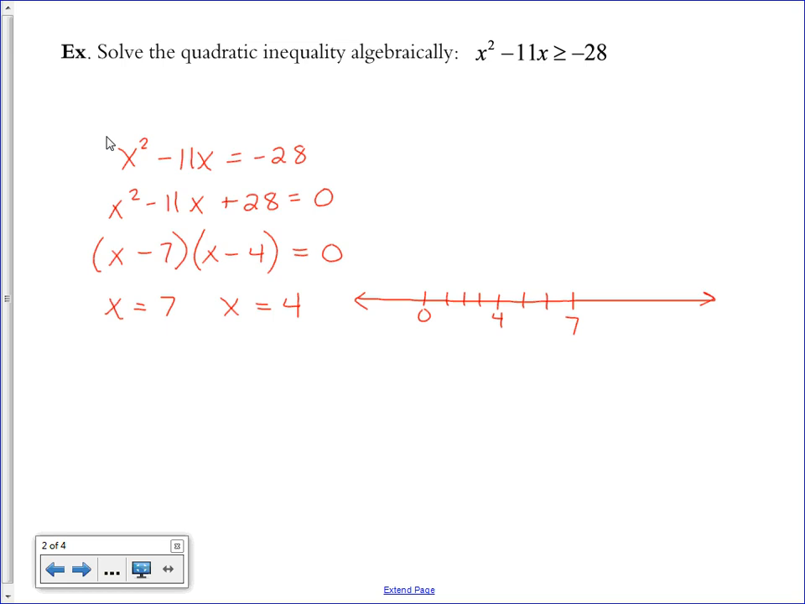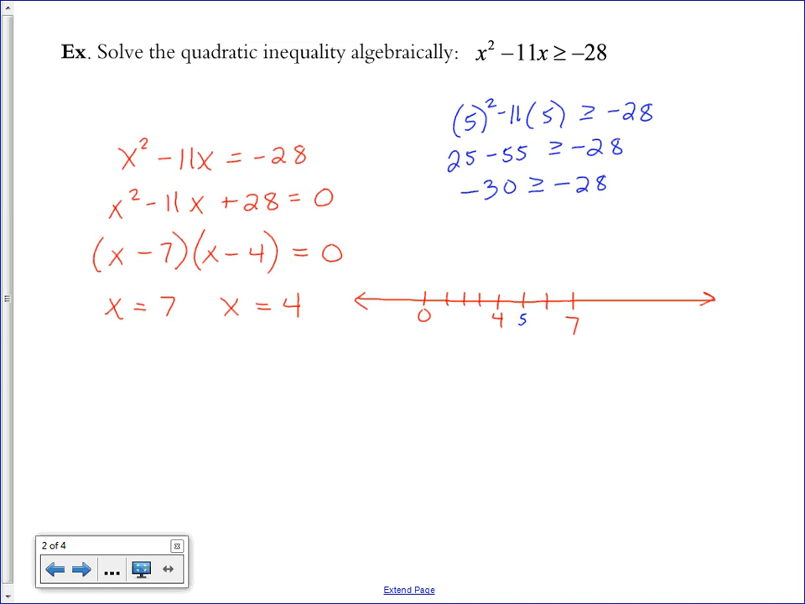If not, I want to test to the left of the 4 and to the right of the 7 and see if that satisfies the inequality. So I'm going to test something in between the 4 and the 7 first, for example, 5. So I'm going to test the number 5 in the original inequality and see if it satisfies it. 5 squared minus 11 times 5. And I obtain negative 30 is greater than or equal to negative 28. Which is not a true statement, because negative 30 is less than negative 28. Therefore, 5 does not work, and nothing else in the region between 4 and 7 will work either.